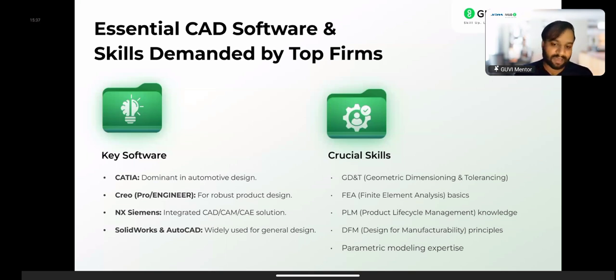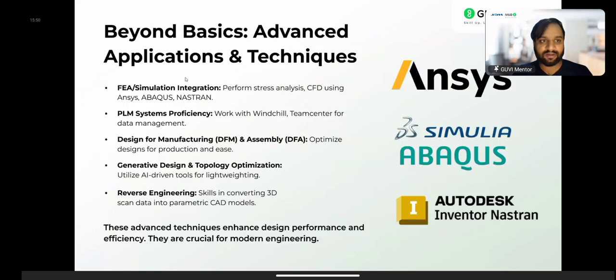And then parametric modeling expert, which we learned in the first slide, first activity, where I explained what parametric modeling is. So moving on to the next slide.